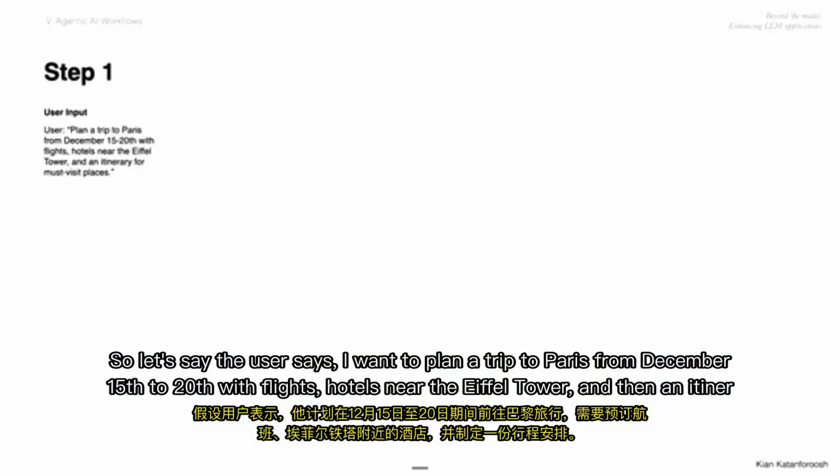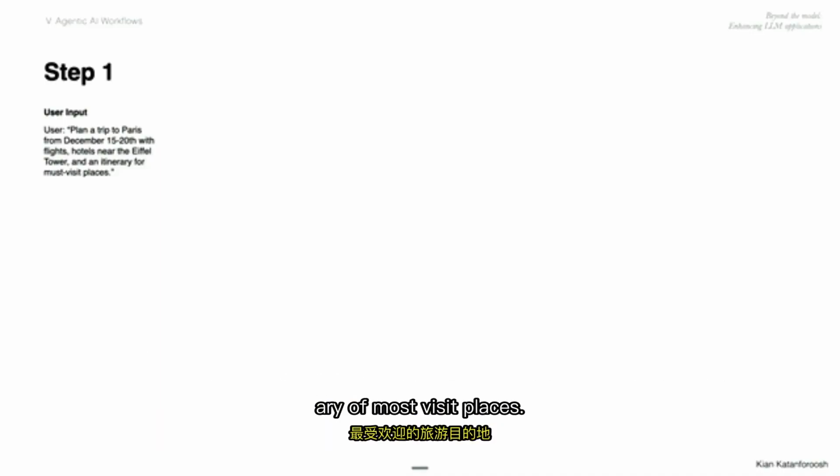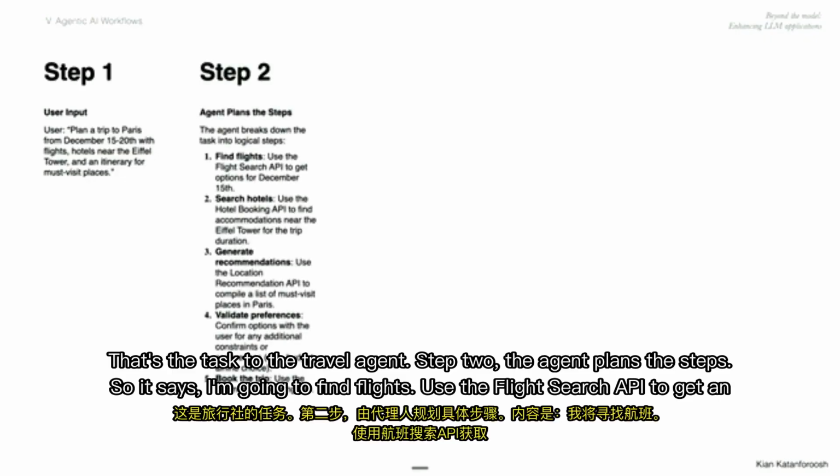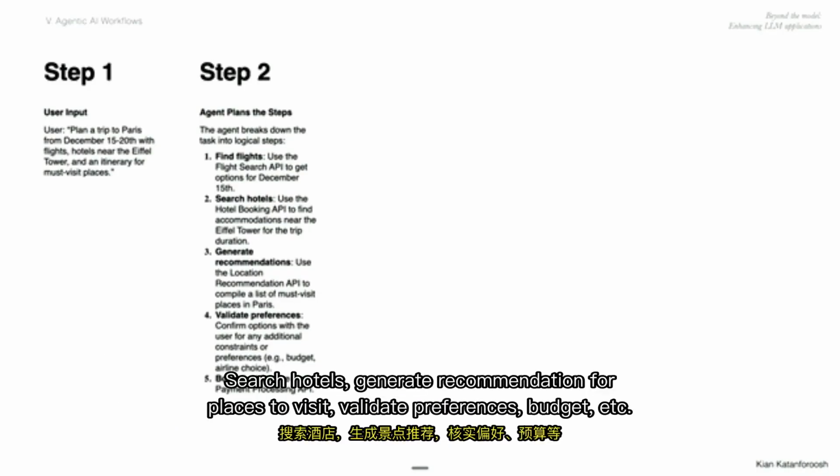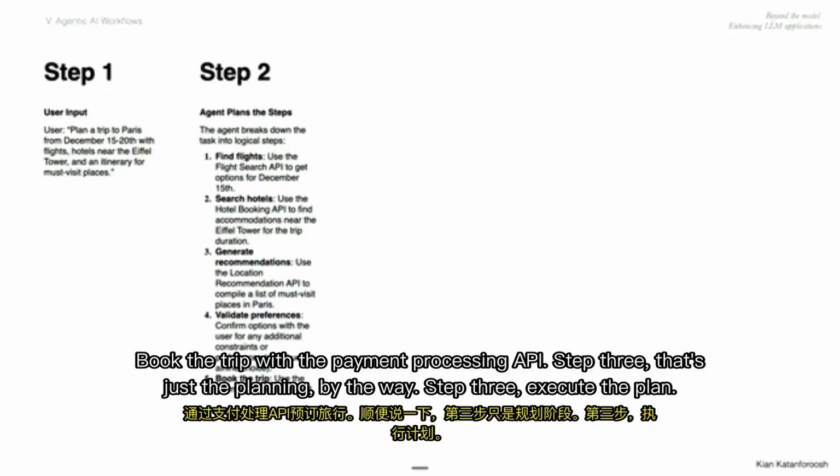So let's look at an example of a step-by-step workflow for the travel agent. Let's say the user says, I want to plan a trip to Paris from December 15th to 20th with flights, hotels near the Eiffel Tower, and an itinerary of must-visit places. That's the task to the travel agent. Step 2, the agent plans the steps. It says, I'm going to find flights. Use the flight search API to get options for December 15th. Search hotels, generate recommendations for places to visit, validate preferences, budget, etc. Book the trip with the payment processing API.